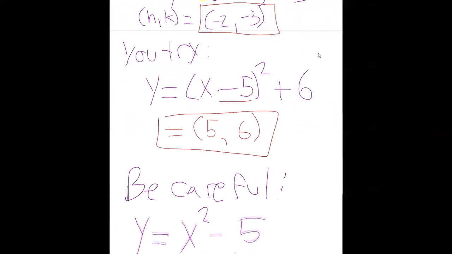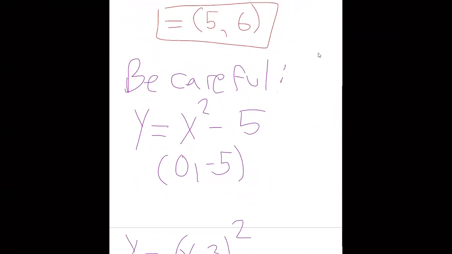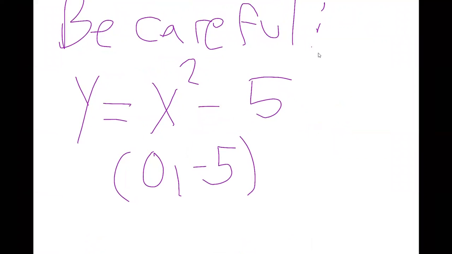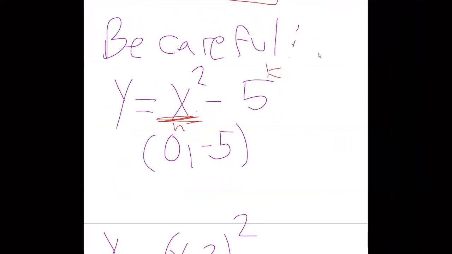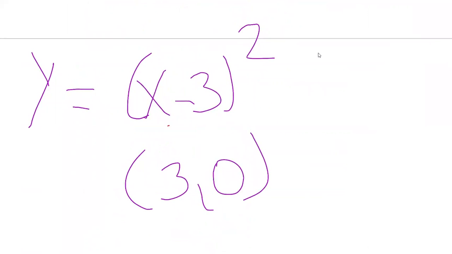Just a couple things to be on the lookout for before I end the video. If you don't have anything inside the parentheses with your x, then it's a 0. So this one would be 0, and then our k value would be that minus 5. Same idea. If you have something on the inside, that would be my h value. But since I don't have anything on the outside, I have a 0. So if you don't have a number added or subtracted on the inside or on the outside, you're going to put a 0 in place of that, either the h or the k.